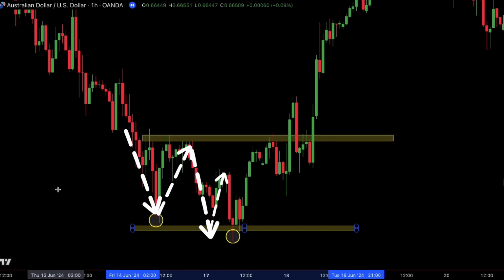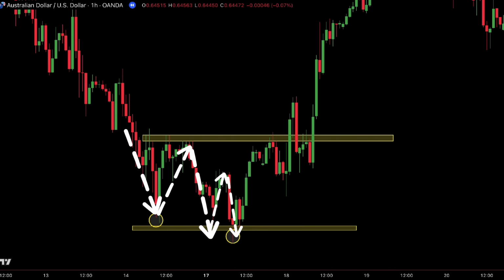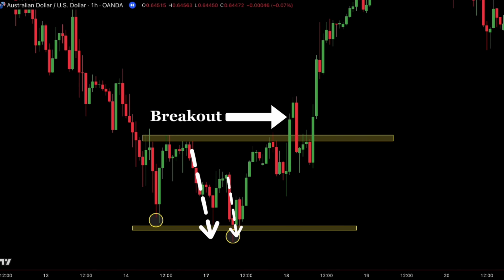Price bounces off support and retraces upward again, but sellers push it back down to the same support level. Once price breaks above the neckline, buyers take control, confirming the reversal into an uptrend. A double bottom shows that sellers were in control, but buyers defended the same level twice, signaling strength. Once the neckline breaks, the market structure shifts from a downtrend to an uptrend.